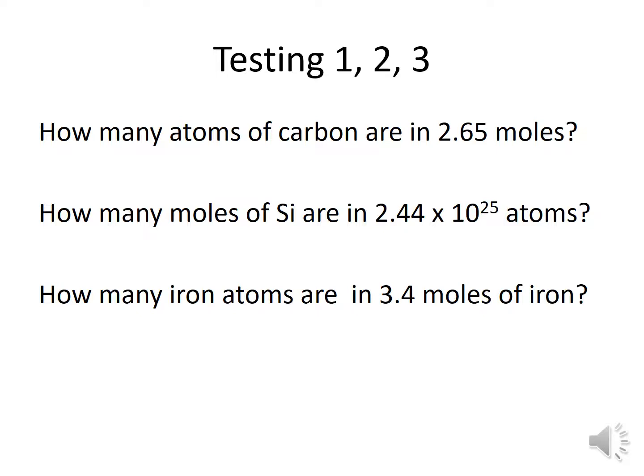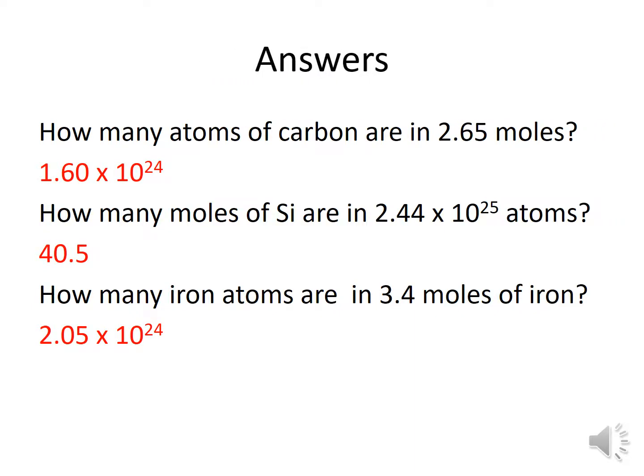Set these up. Take the 2.65 moles of carbon times 6.02 times 10 to the 23rd atoms over 1 mole. Take the 2.44 times 10 to the 25th atoms of silicon times 1 mole over 6.02 times 10 to the 23rd atoms. Don't forget to put the scientific notation in parentheses. And lastly, take the 3.4 moles of iron times 6.02 times 10 to the 23rd atoms over 1 mole. Do your work, and you should have gotten these 3 answers.